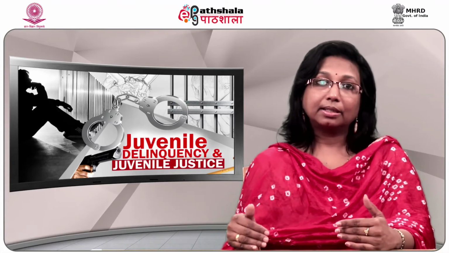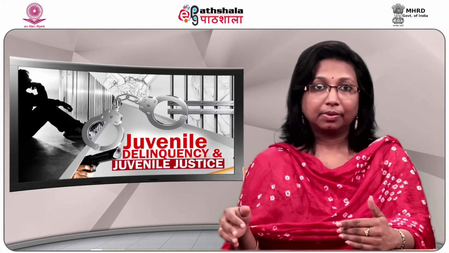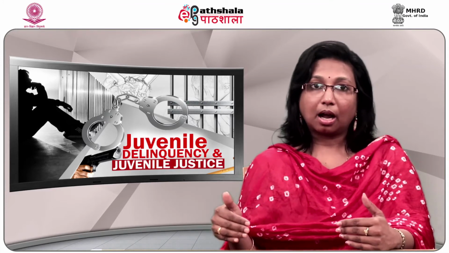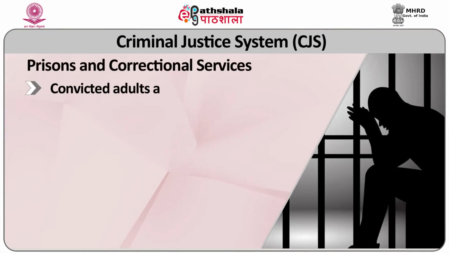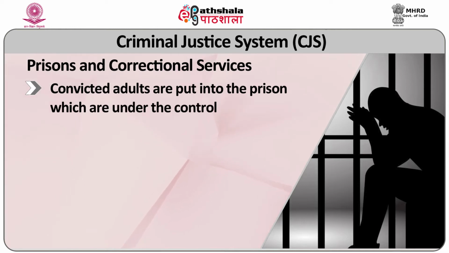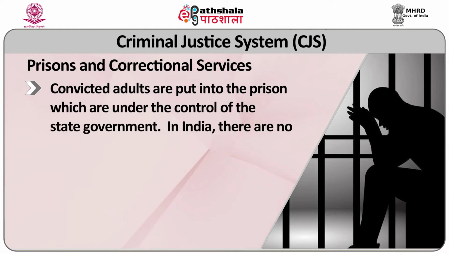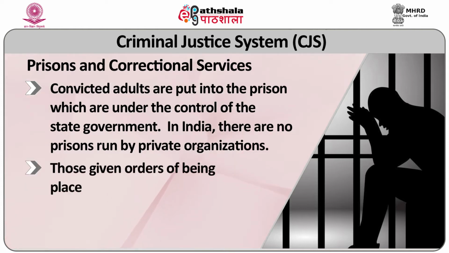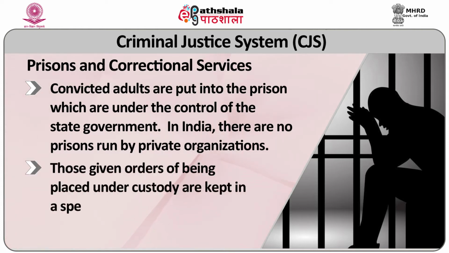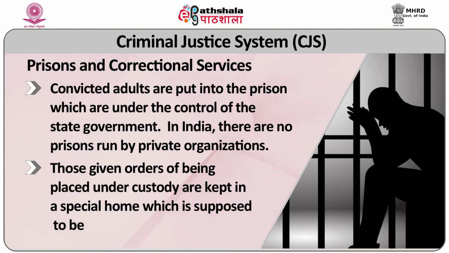The last, the prisons and the correctional services. This is the fourth important arm in the criminal justice system, which is called the prisons. Convicted adults are put into the prison, which are under the control of the state government. In India, there are no prisons run by private organizations. Those given orders of being placed under custody in the JJ system are placed, however, in a special home which is supposed to be a correctional home.